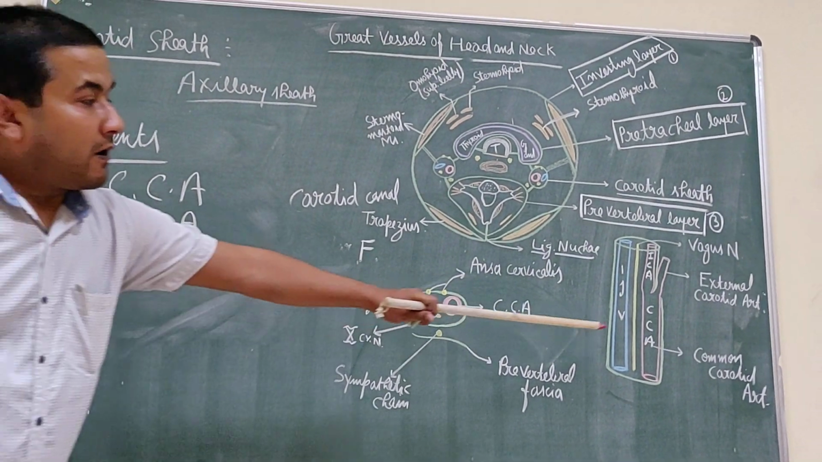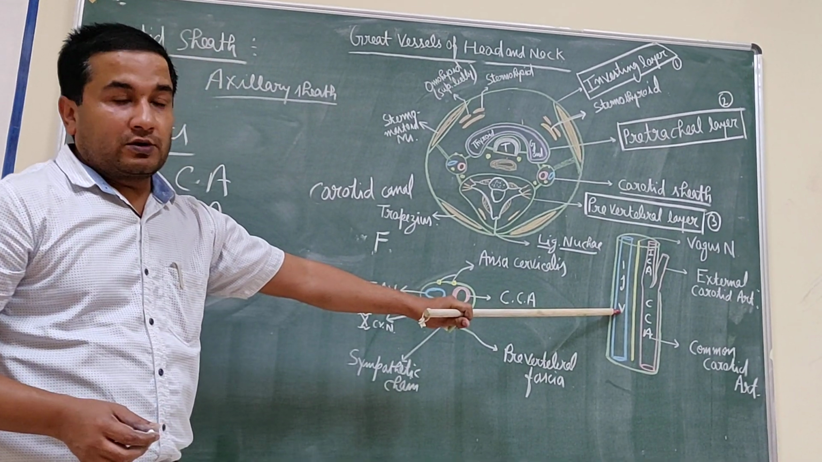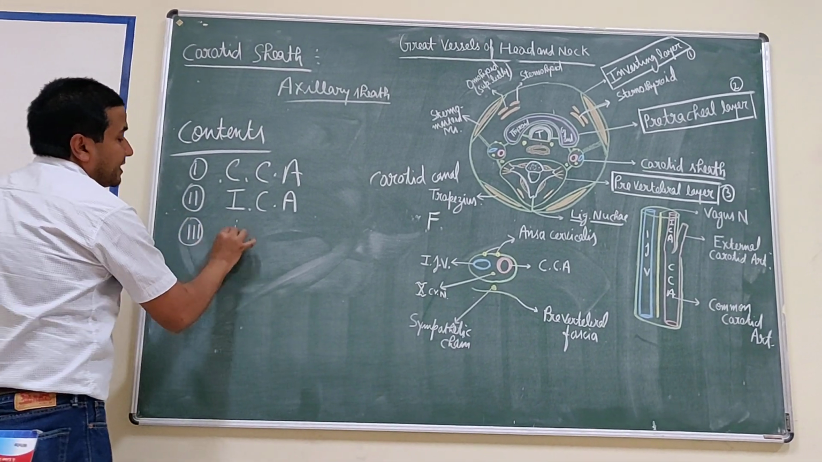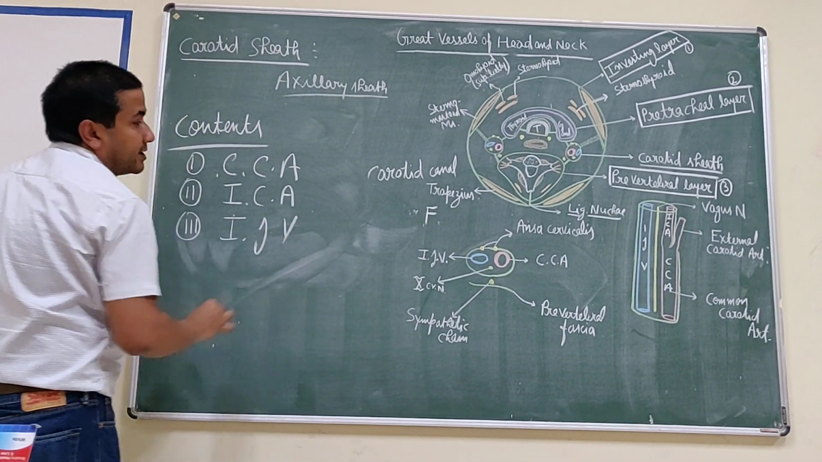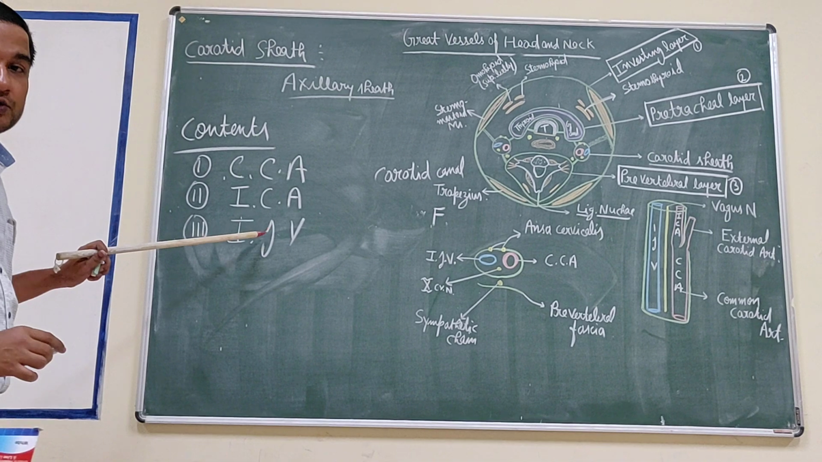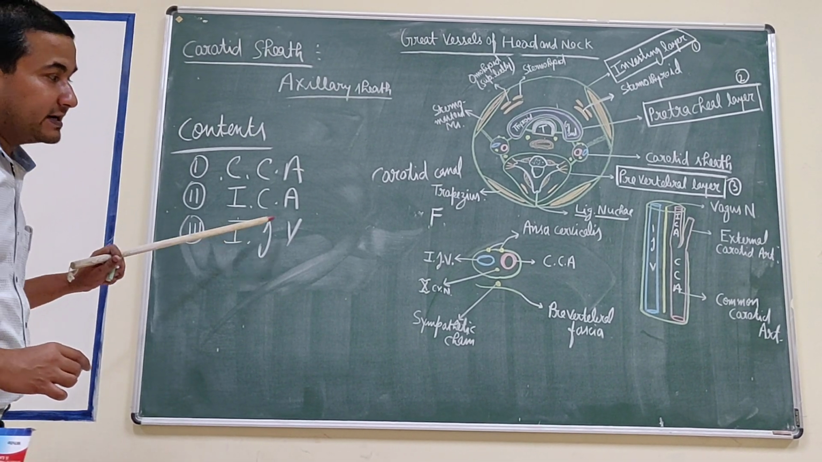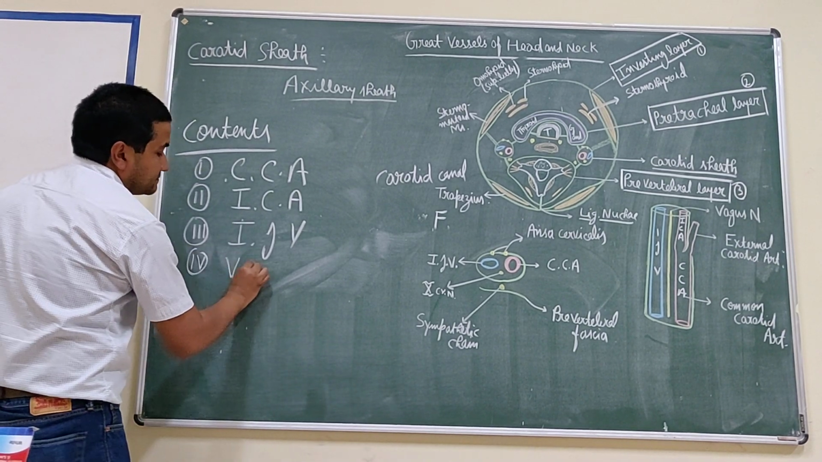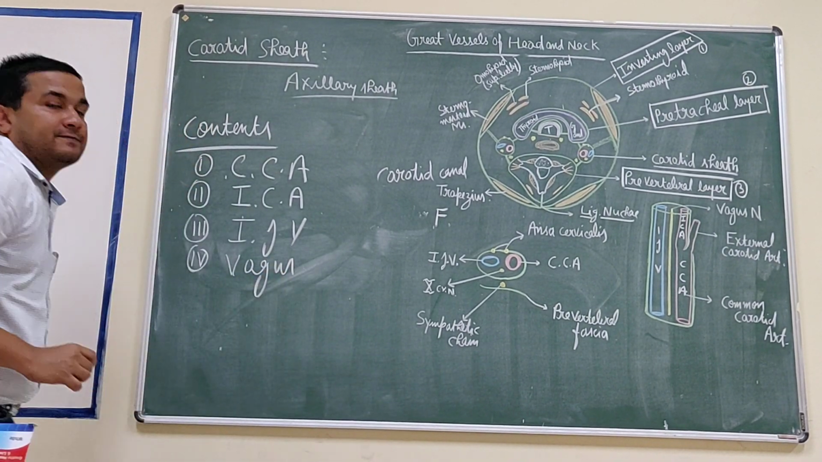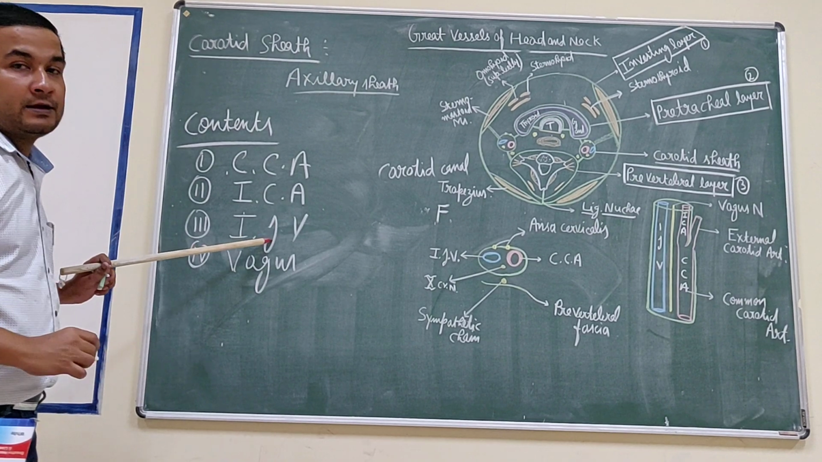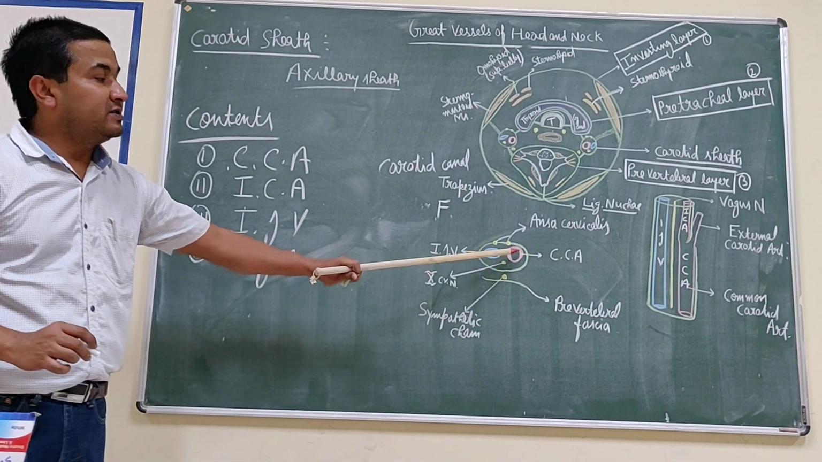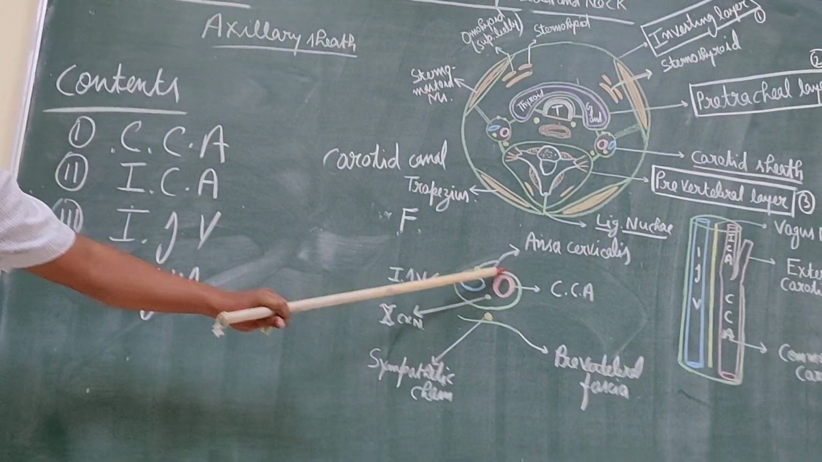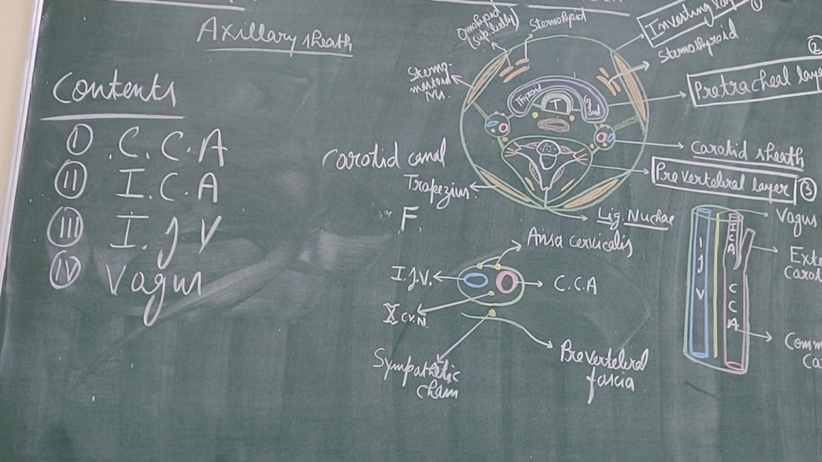Then, on the lateral aspect of the common carotid artery, this is the internal jugular vein. It is also covered by the carotid sheath. And a structure, the vagus nerve, the 10th cranial nerve, which is situated behind and between these two structures, is also enclosed by this carotid sheath.